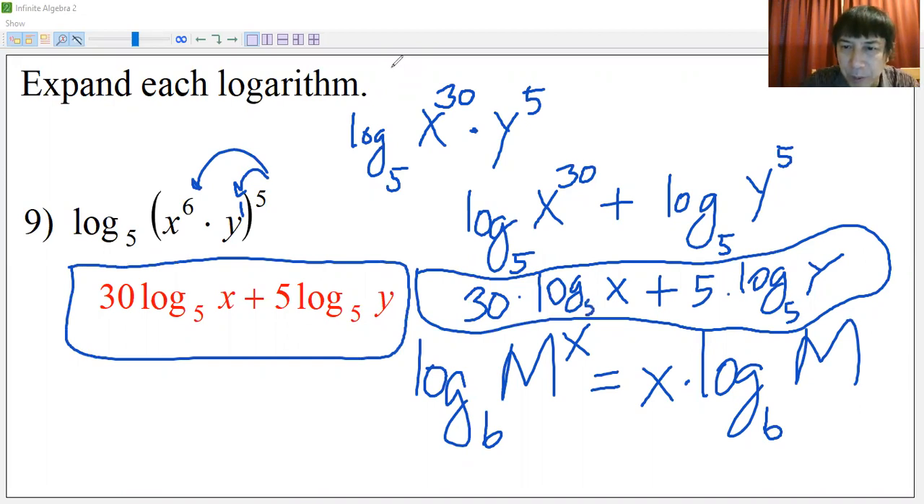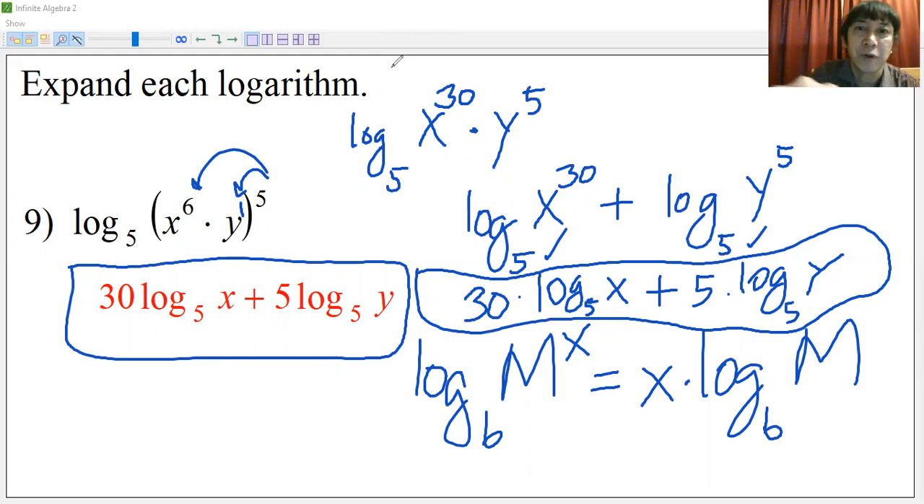The base number there. Yes. Okay. We have it right there up to the first expression there. Okay. So that's 30 logarithm of x base 5 plus 5 logarithm of y base 5. All right. Now, if you don't see any base number, that is, of course, base 10. Okay.